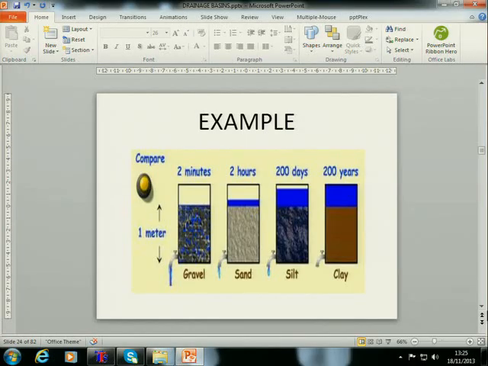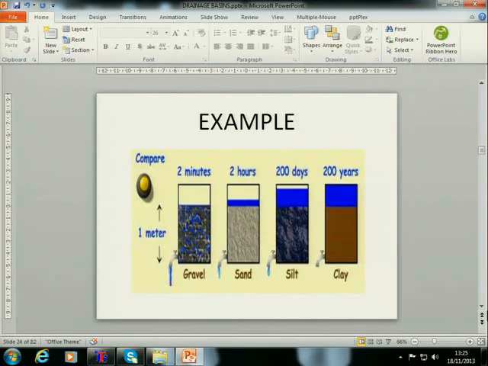After 2 hours, it had infiltrated through the sand, and they could let it go through the tap. Then after 200 days only, did it go through 1 meter of silt, and it reached the tap. And then nobody lived as long, but they estimated that it would take 200 years for it to reach the tap in the clay ground because it never ever came through.